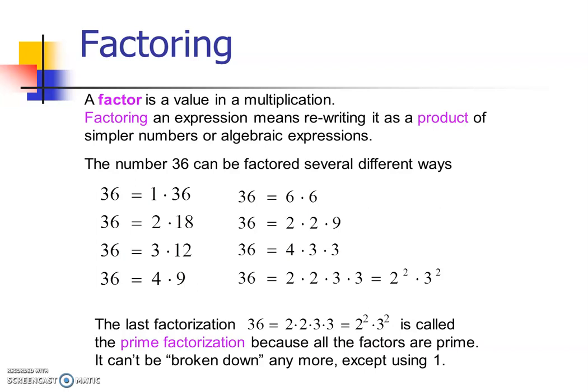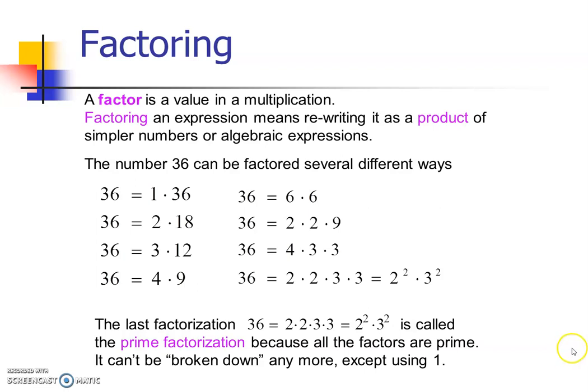So if we go back to grade 7, the number 36 could be factored lots of different ways. You maybe did a factor tree, but the ultimate goal was to get the prime factorization at the end of it all, which basically means you can't break it down anymore except using a 1. Oddly enough, it's going to be easier to do this with algebra because we have a more direct route.